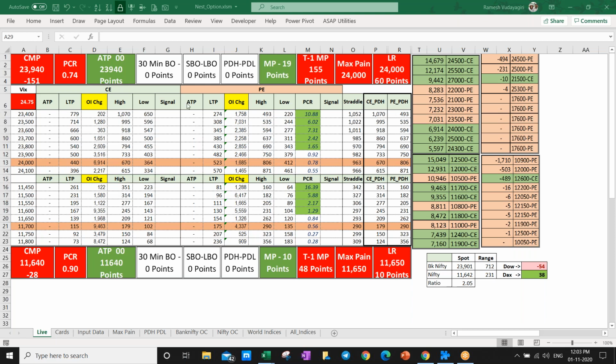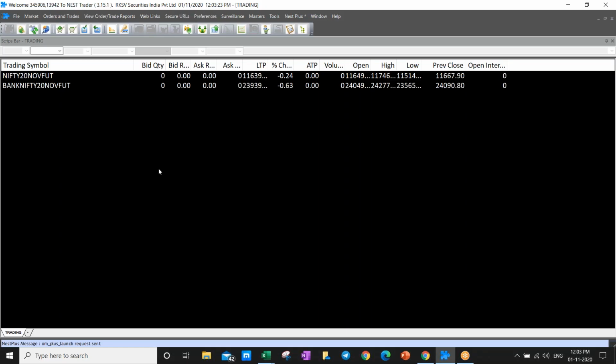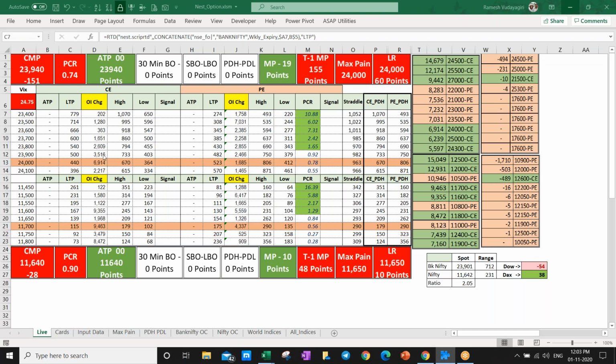Okay, so let me tell you what things I'm capturing here and how the data is flowing. The data is flowing from mainly two sources. This live data is flowing from Nest Trader. So I need to keep Nest Trader open while the Excel dashboard shows me the rates for all the options and futures. If I want to know the rates, I need to have Nest Trader open.